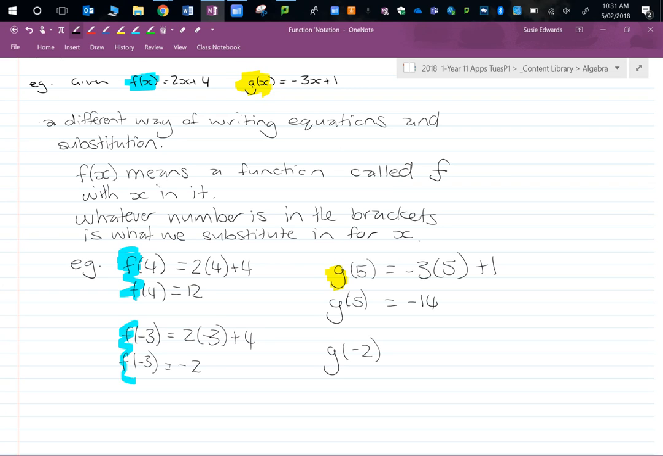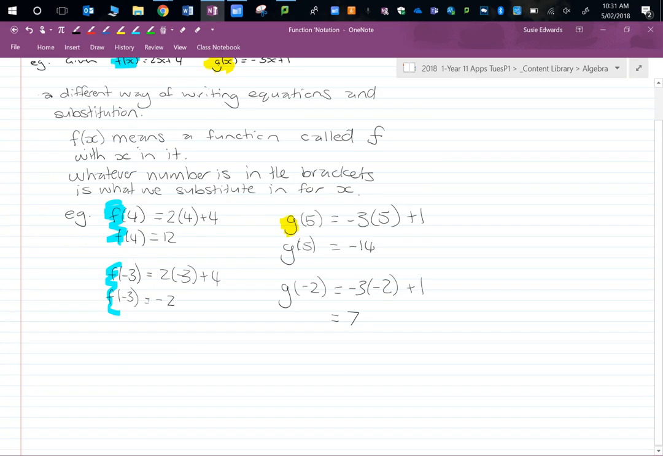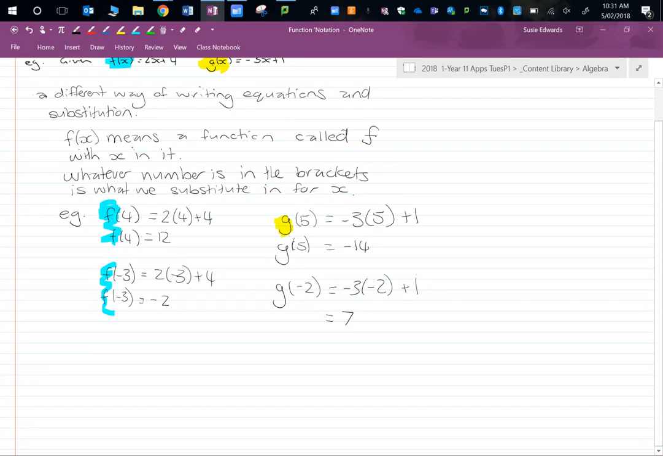All right, so g of -2 equals -3 times -2 plus 1. -3 times -2 is +6 plus 1 is 7. Everyone good? All right, I'm going to give you one tricky one, and this is going to test you on how well you're going to do when we do algebra tomorrow, okay?